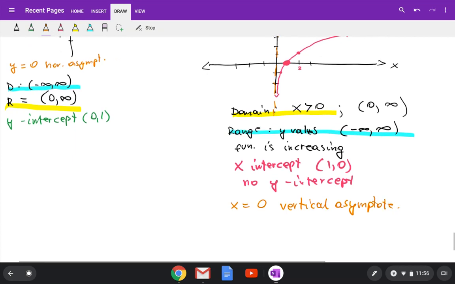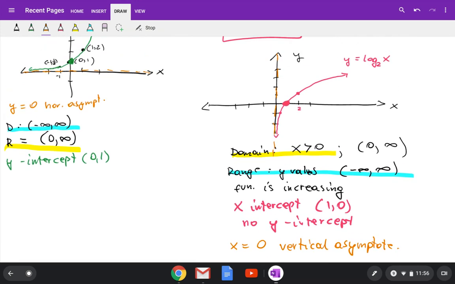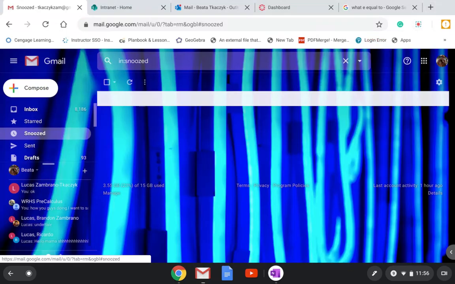Okay, and I'm going to stop here. The next video will talk more about graphs and their transformations, and I will graph the case of the logarithmic function, the decreasing case.